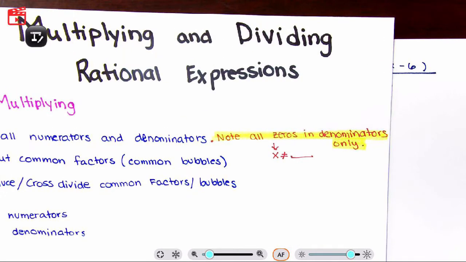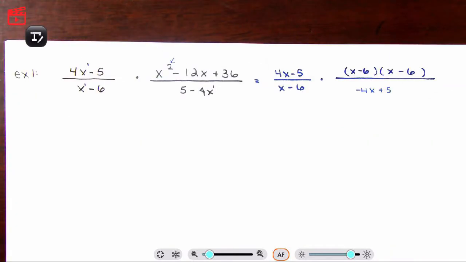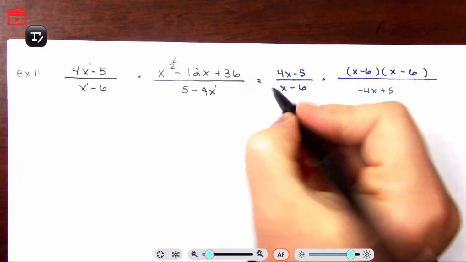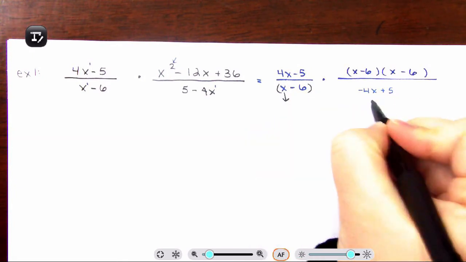Note all zeros in the denominators only. So let's do that now before we start canceling. You have to do this before you cancel anything out, because then some of your bubbles will disappear in the denominator, but you still have those excluded values. So here is 1x, here's another x.